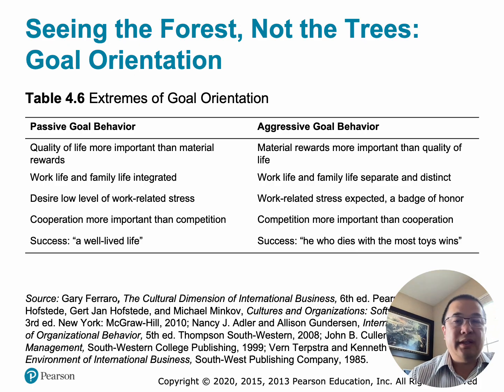On the left side of the slide, passive goal behavior examples. These cultures or individuals prioritize balance, relationships, and quality of life. In this case, quality of life is more important than material rewards. People value happiness, health, family, and free time more than money or success. An example of this would be choosing a lower paying job with better work-life balance.